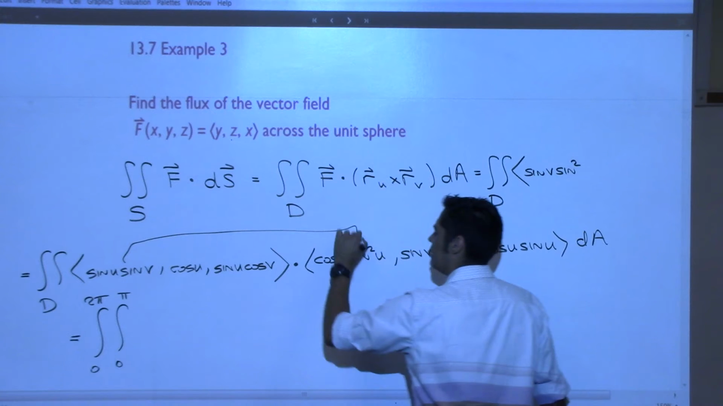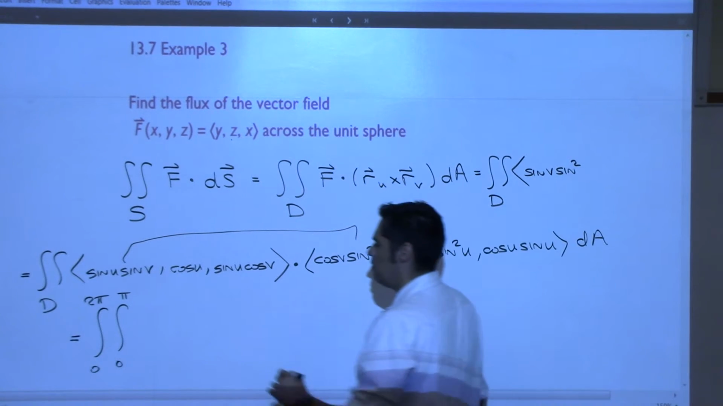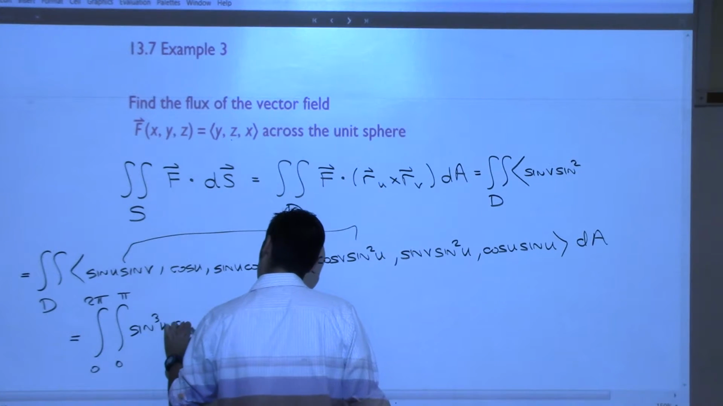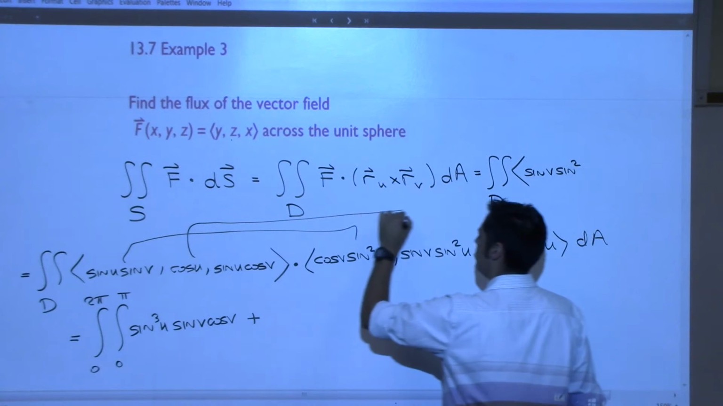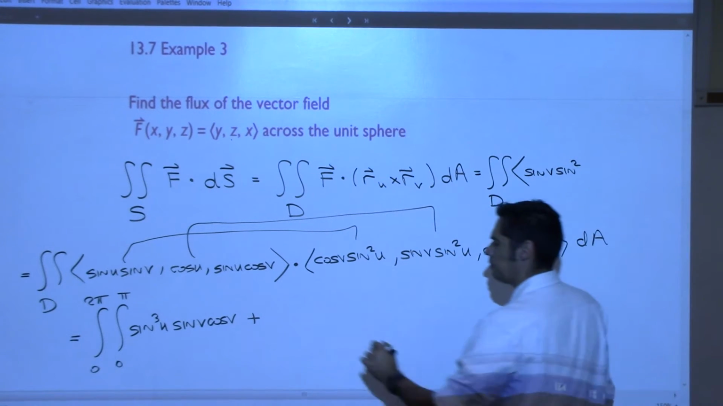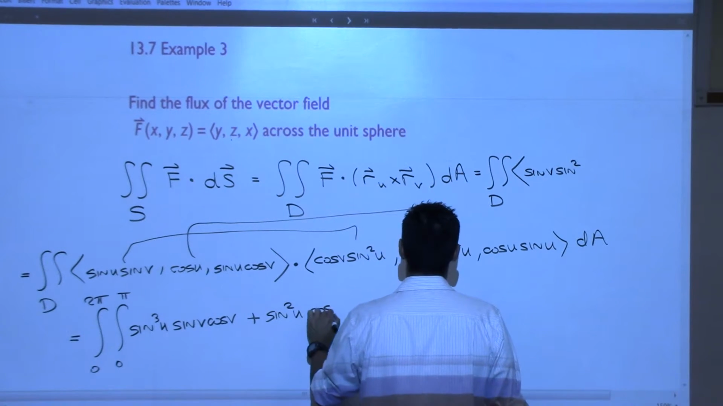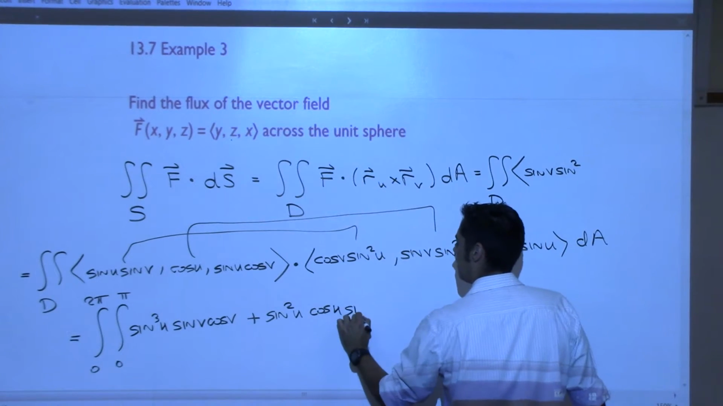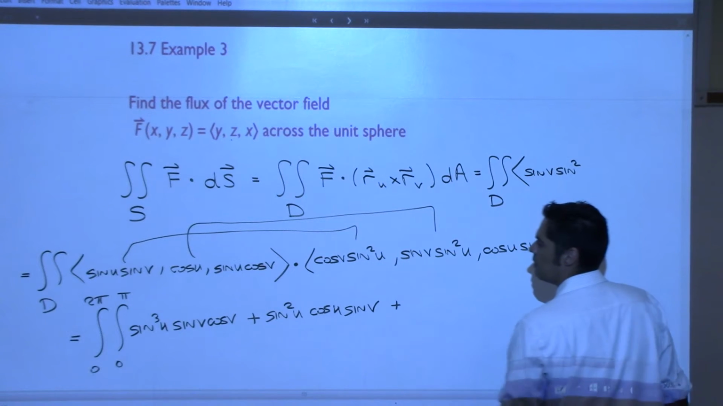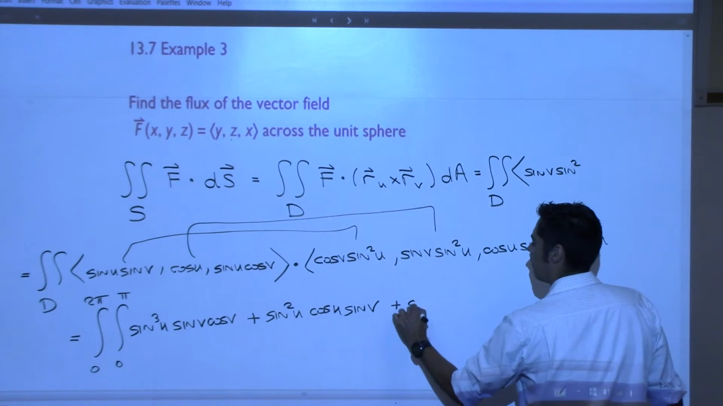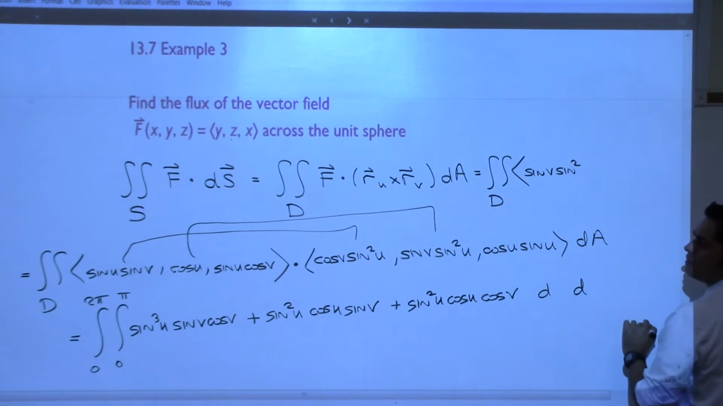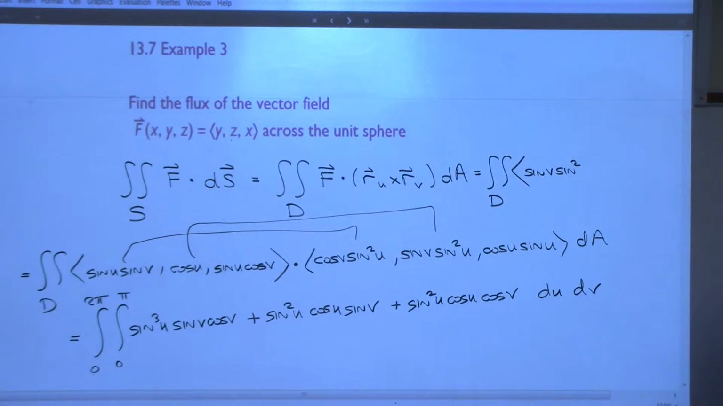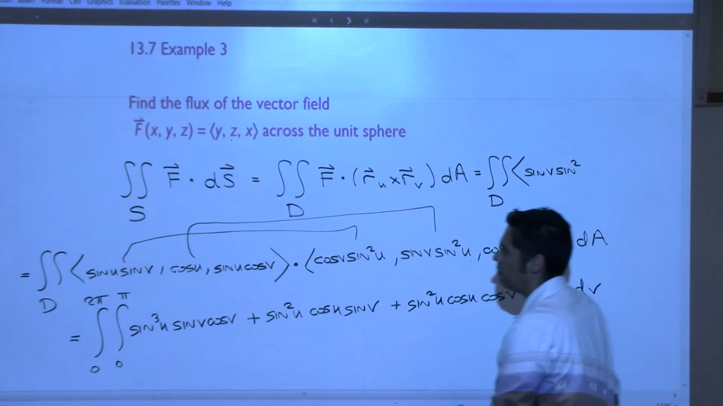All right, dot products. This times this: sine cubed U, sine V cosine V, plus this and this: sine squared U cosine U sine V, and then the last one, plus sine squared U cosine U cosine V, dU dV.